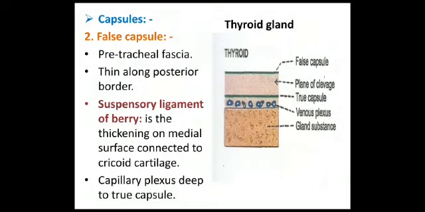It is thin along the posterior border and it forms the suspensory ligament, which is a thickening on the medial surface connected to the cricoid cartilage. Because of its connection with the cricoid cartilage, the thyroid gland moves with deglutition. The capillary plexus lies deep to the true capsule.